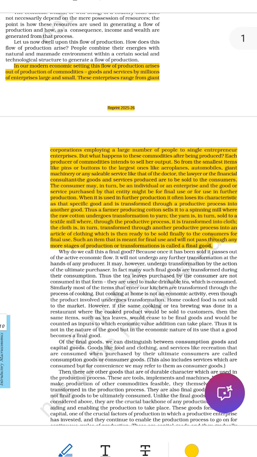1. Final use. Use it for yourself. Example, you buy, that's it, done. 2. Further production. Use it to make something else. Example, a tailor, the cloth becomes part of a new product.